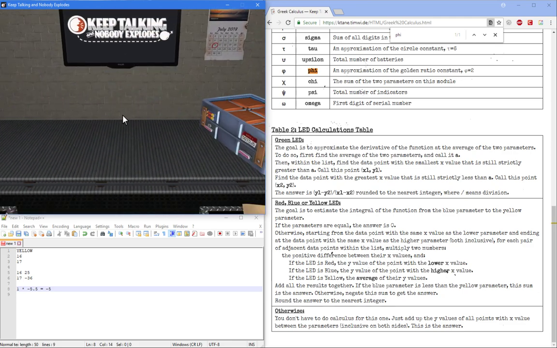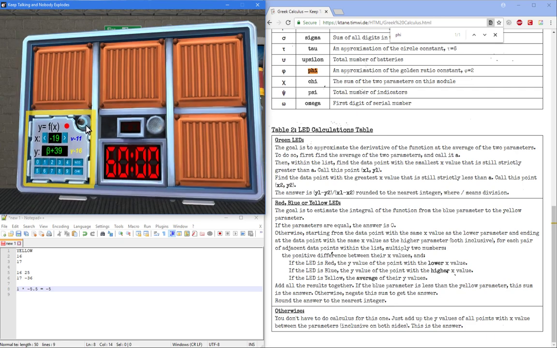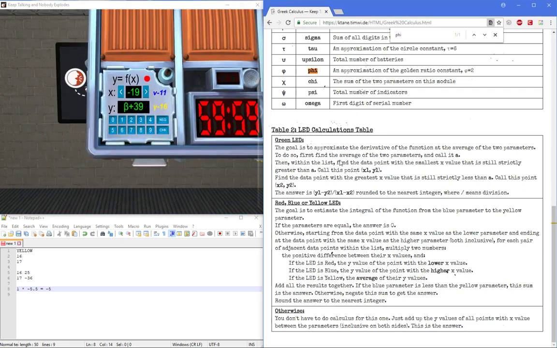All right. So let me just give you an understanding of what the rest of the things are here. So the goal, with the green LED, the goal is to approximate the derivative of the function at the average of two parameters. So we would, of course, figure out our two parameters.